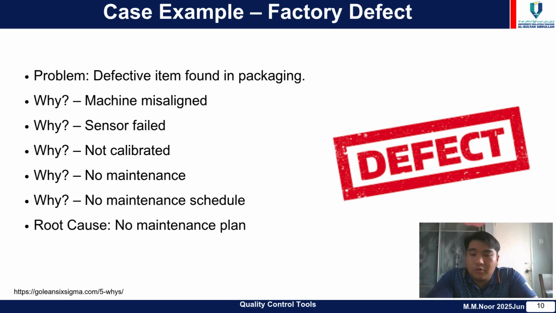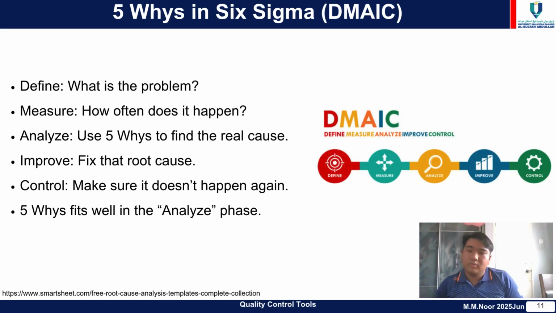Okay, now we go a little bit of technical example, which is the factory defect. So the problem is a defective item found in packaging. So you need to ask why, because machine was misaligned, and then ask why again. Sensor fail. Ask why again. Not calibrated. Ask why again. No maintenance, and ask why again. No maintenance schedule. So the root cause is a lack of maintenance plans and not just a broken part in the machines.